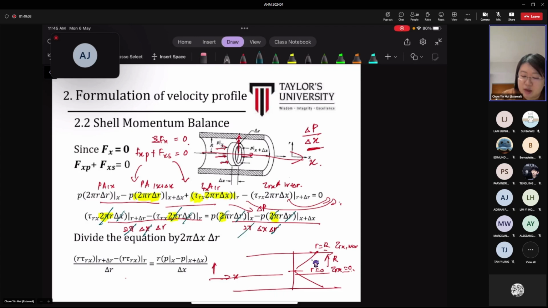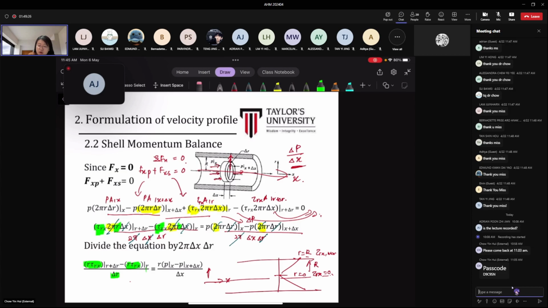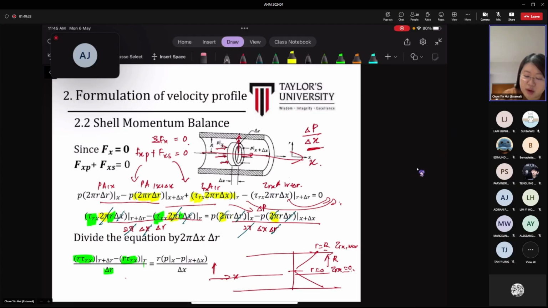All right, so that's why you can see that on the left hand side you will be left with the tau rx and the r term, which is what you get here at the boundary r plus delta r minus the tau rx r at boundary r, and divided by delta r. While for the right hand side you have to be careful, you still have this radius term multiplied to the pressure, divided by delta x.